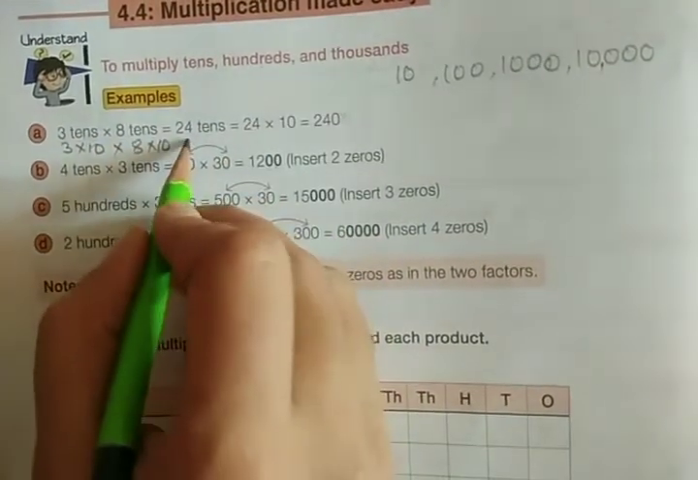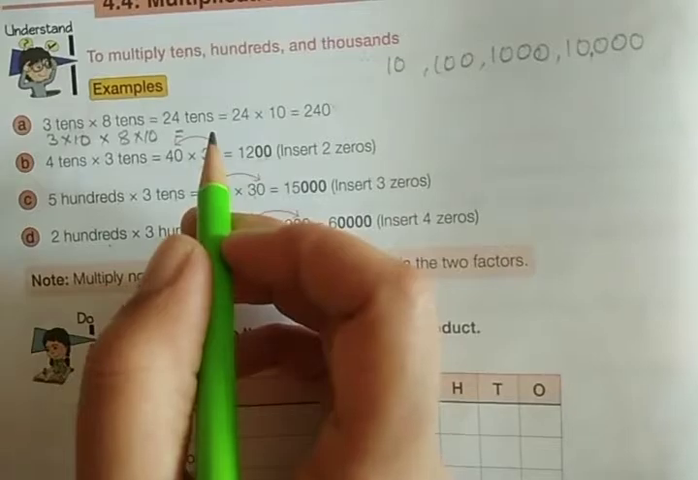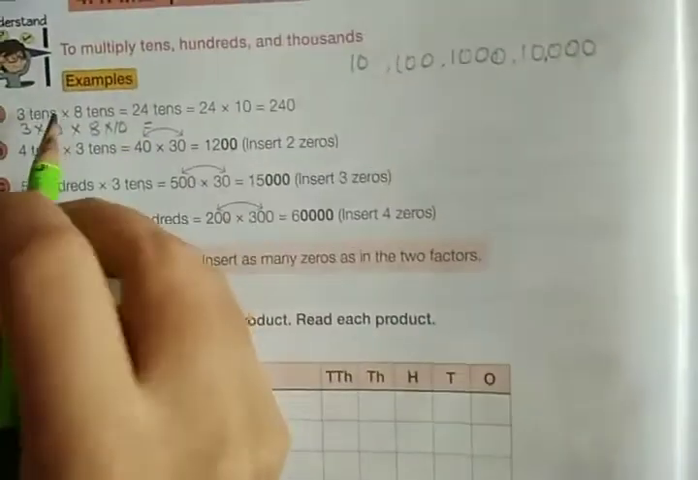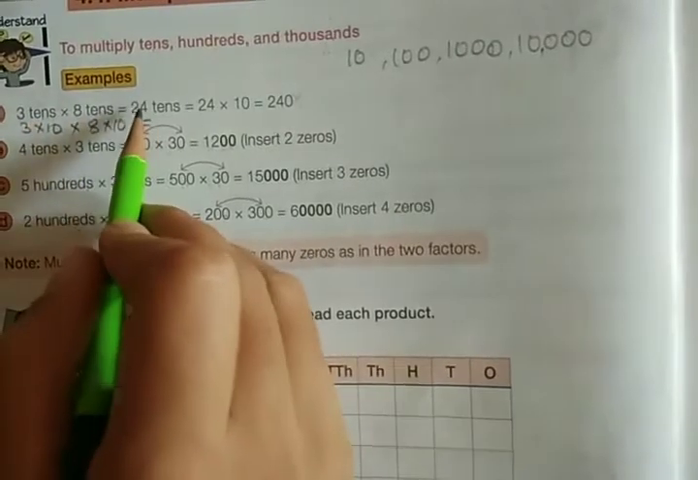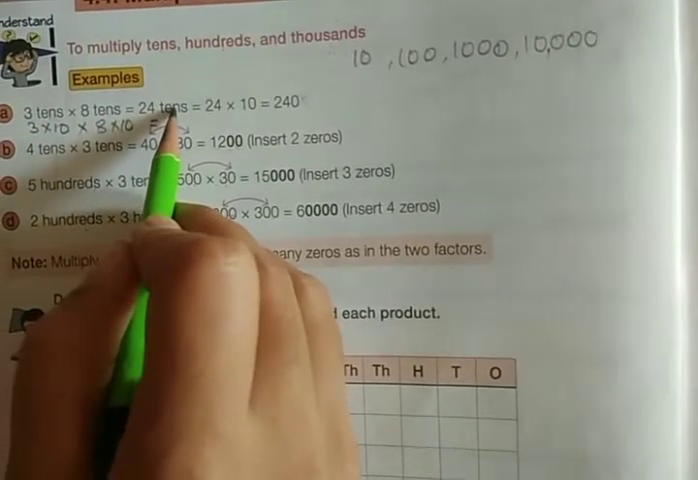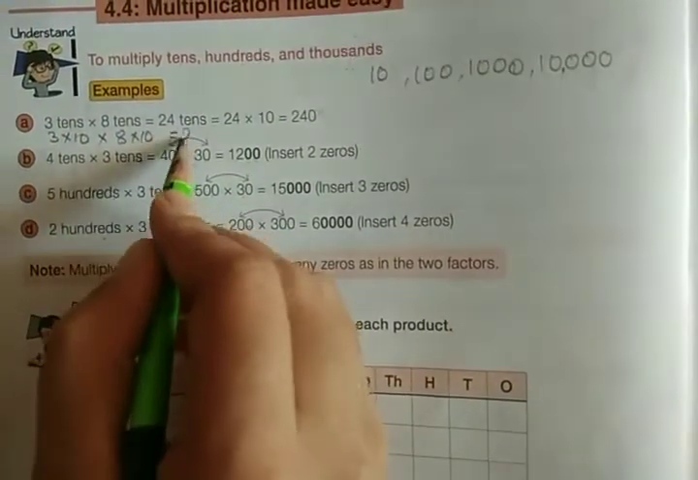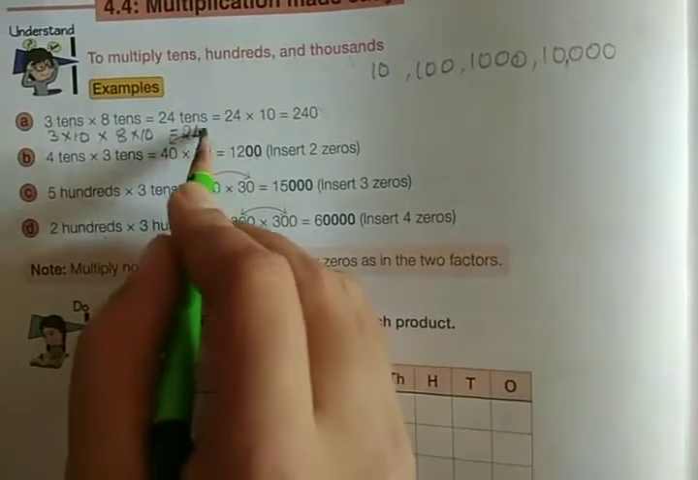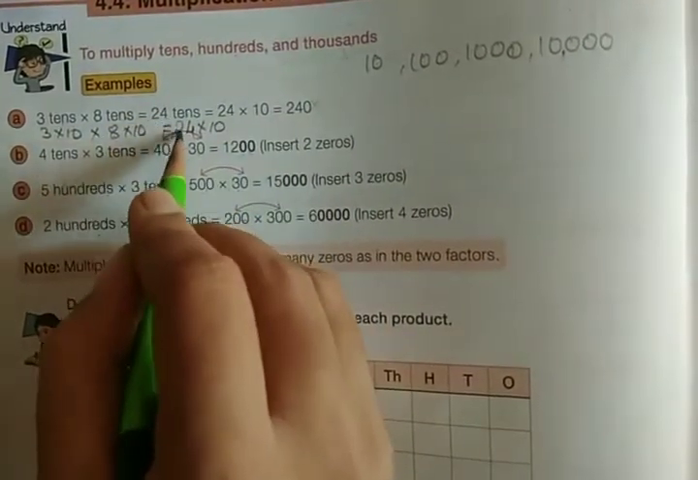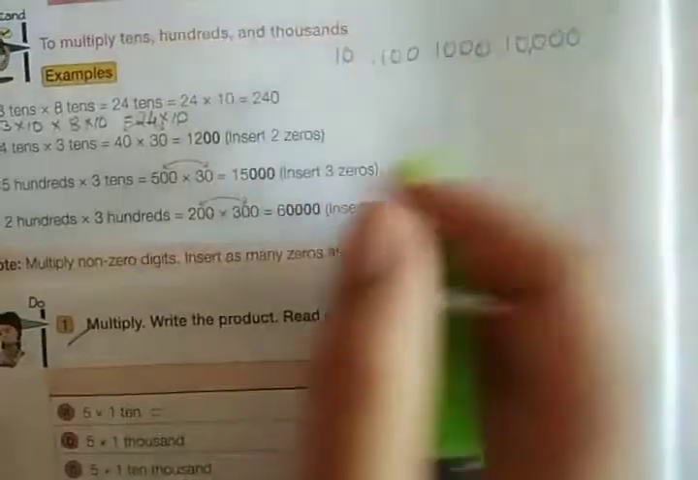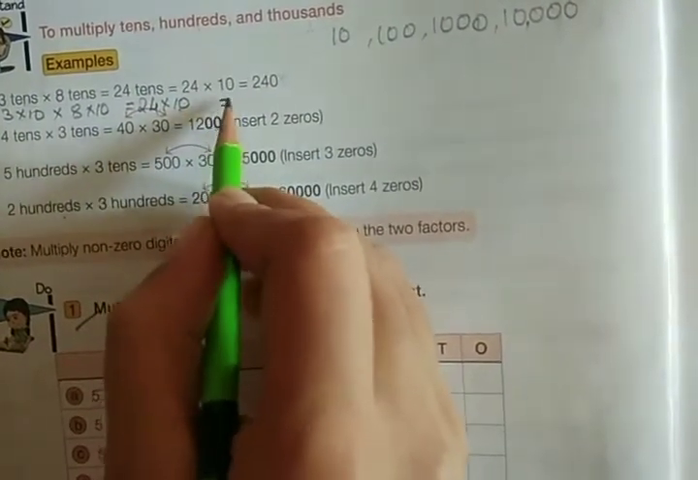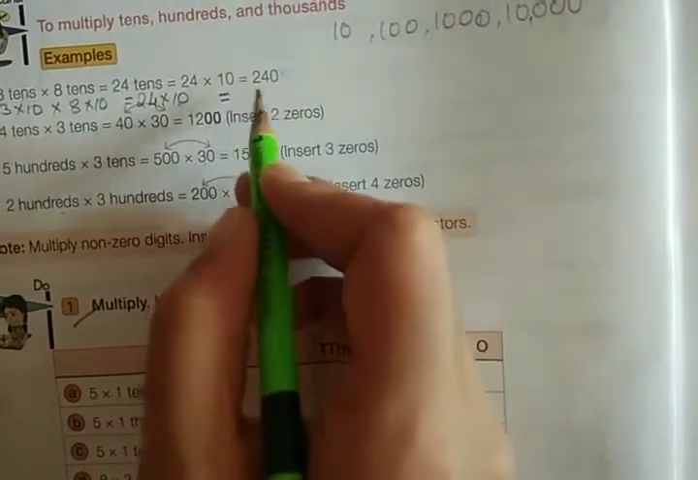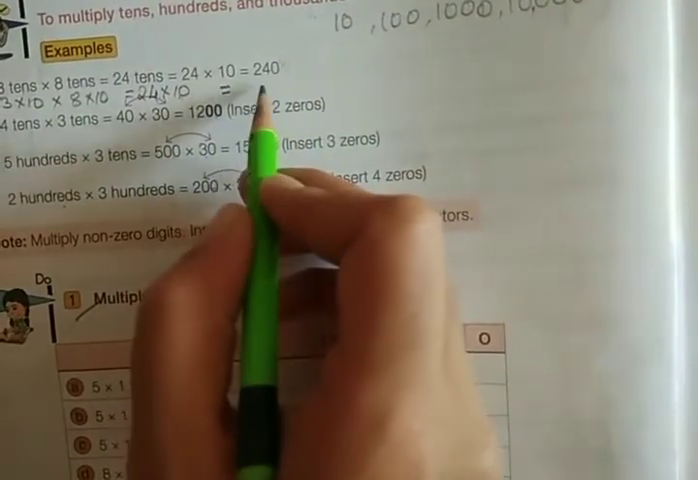Yes, so find the answer now. Total how many tens? Total count now, how many tens? 3 8s are 24. So total there are 24 tens. 24 tens means 24 into 10. When 10 is given, then how to find the answers without doing the multiplication? Directly how to write the answers?